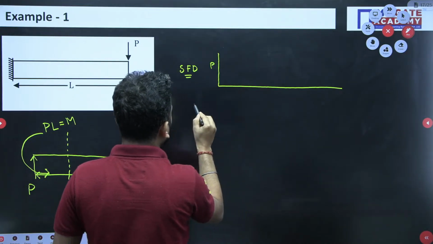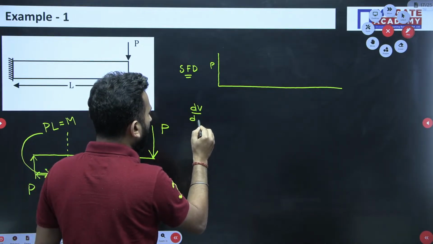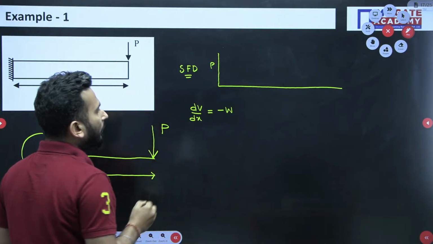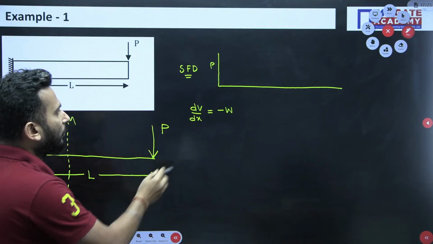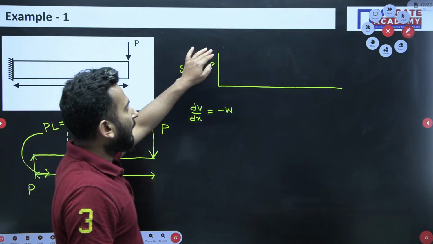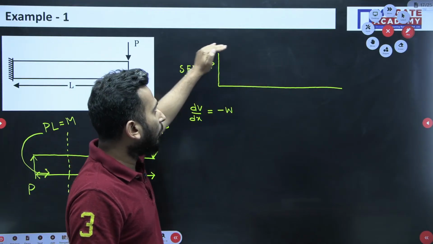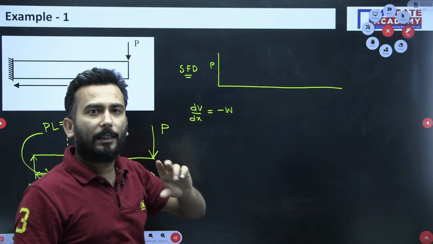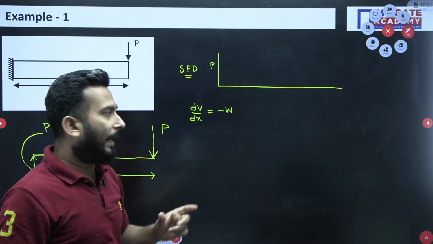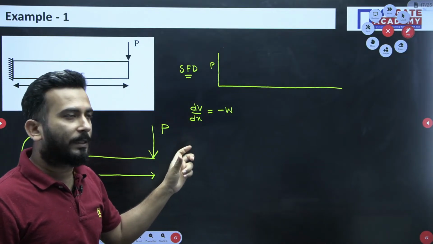Now the relation says that dV by dx is equal to minus W. So the slope of the shear force diagram is equal to the minus of the distributed loading. Now tell me one thing: from here you do not know how to go ahead. So the only thing that will guide you is the slope. Yesterday I discussed this, and this relationship is telling you about the slope itself.